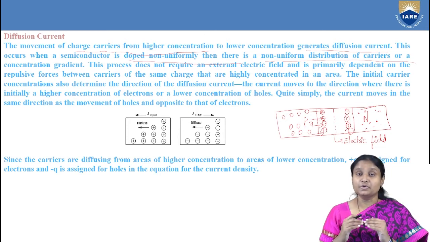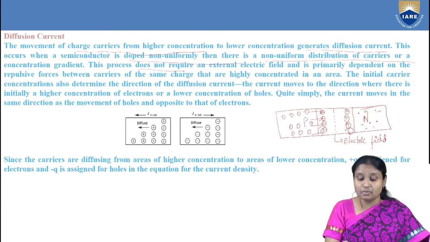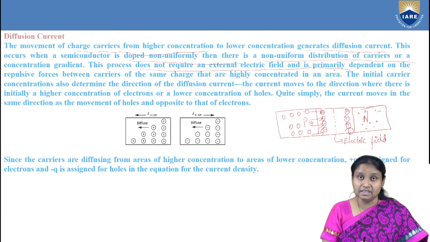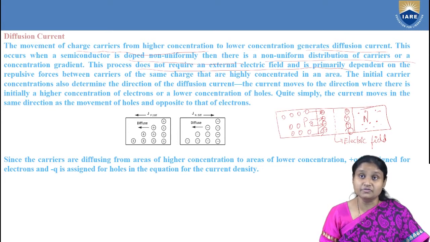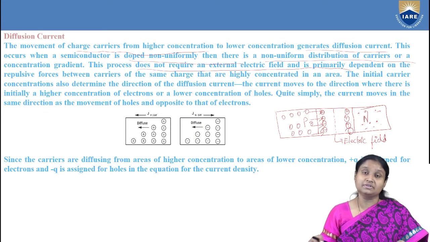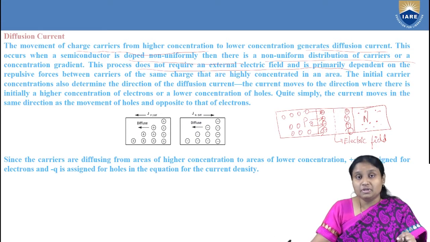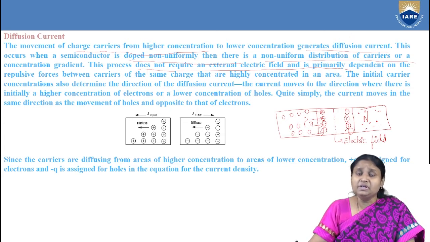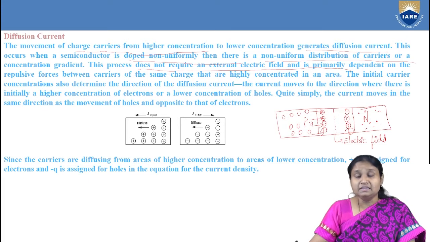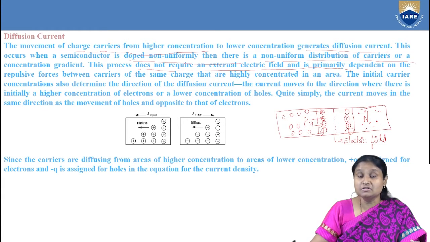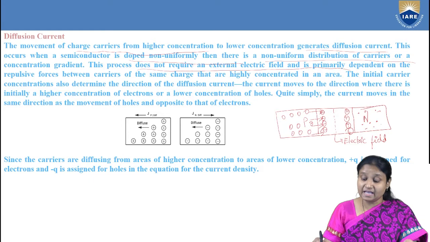And for this diffusion process to take place, it does not require any external electric field, and it generally depends on the repulsive forces between carriers of the same charge that are highly concentrated in an area. So this point is very, very important. When we consider the process of diffusion, we don't need any external electric field, and this flow of charge carriers takes place because of repulsive forces between the charge carriers that are highly concentrated in an area. And what we are going to observe here is the initial carrier concentrations.